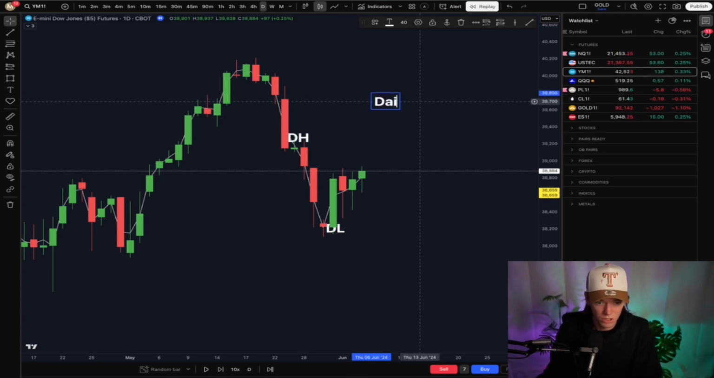So right now, on the higher time frame, on the daily, this is what you can do every single day before you go to trade. We're in a downtrend. Let's go to the 4 hour.